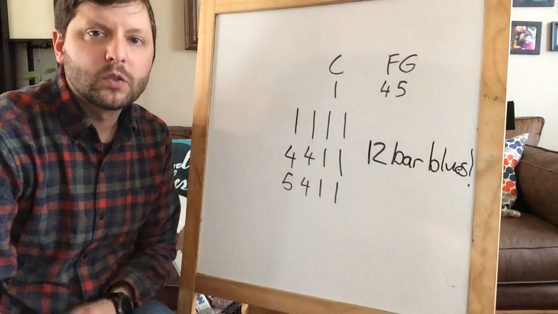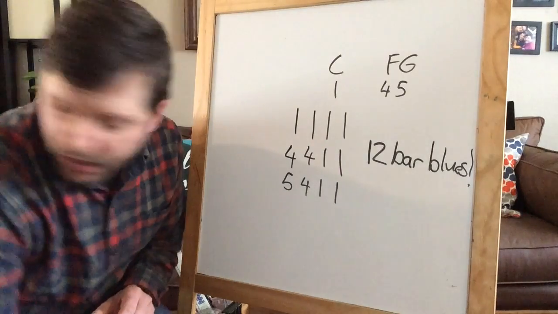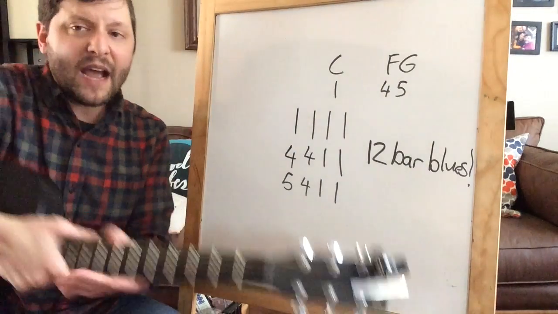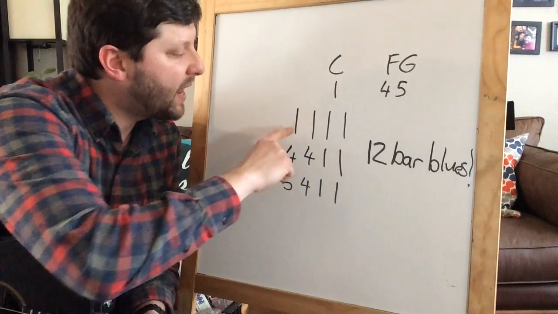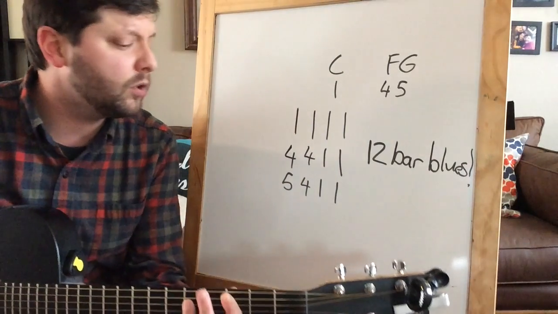Woohoo! 12 bar blues, baby. Let's see if we can sing that together. I'm gonna pick up my guitar again. Now, when you're singing your letters, pay attention to where you are in the form. Let's try it again. One, two, three.